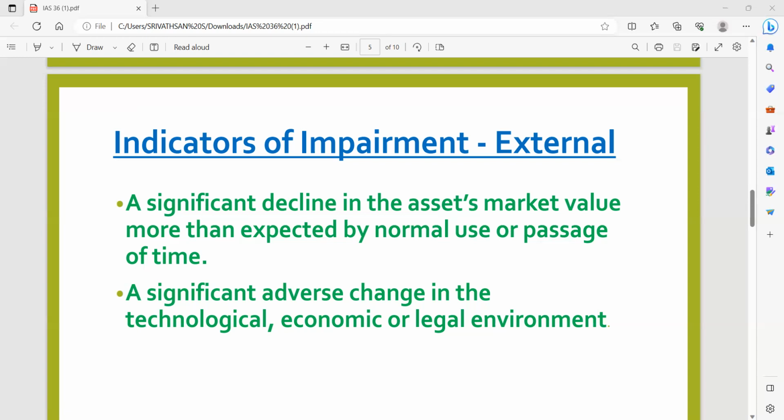Or it also could be due to the legal environment. For example, let's say that the legal system in which you are operating, the country in which you are operating, might pass a law that a particular model of machine should not be used because it is polluting the environment, or there are a lot of wastages because of the machine. So in such cases the asset will be impaired and you need to book an impairment loss.